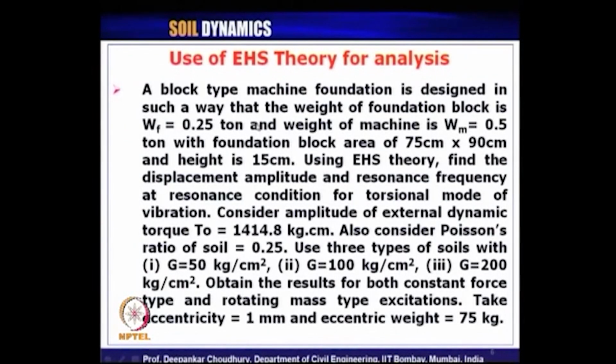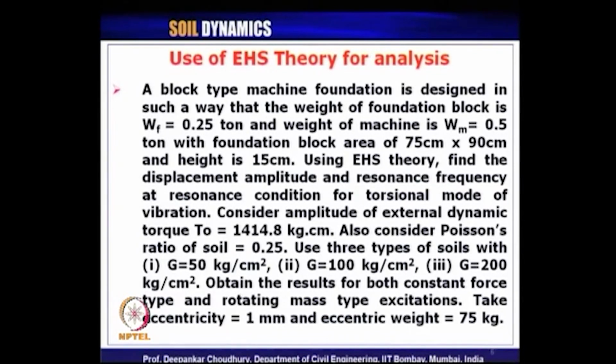Next problem, the same problem we are considering, only we are now taking care of another mode of vibration, the torsional mode of vibration. In case of torsional mode of vibration, as we know, the amplitude of external dynamic load should be torque. So, the applied external amplitude of dynamic torque is 1414.8 kg force centimeter. Again, for three different types of soil, we have to find out the displacement amplitude and resonance frequency at resonance condition using this elastic half space theory.